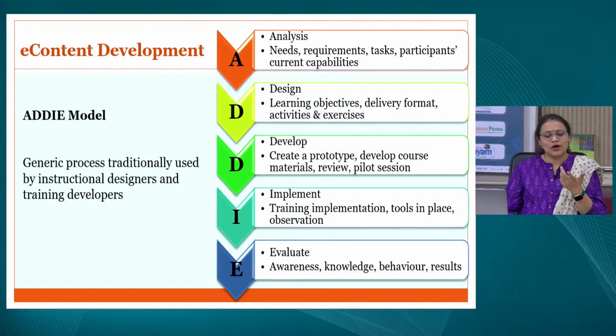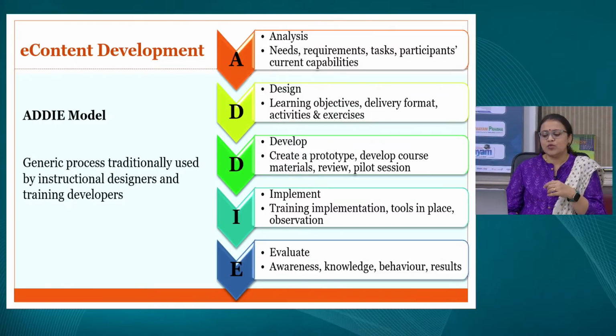So summing up all the types of e-content and how we can use them, we can take help of the ADDIE model. This is a generic process that has been traditionally used by instructional designers and training developers. It shows how e-content can be developed. There are other models also, but this is the one very commonly and traditionally used since long.